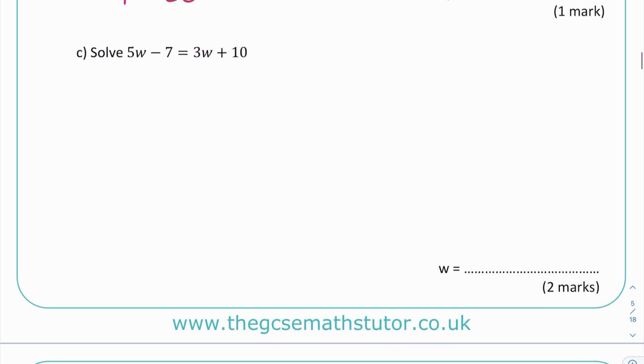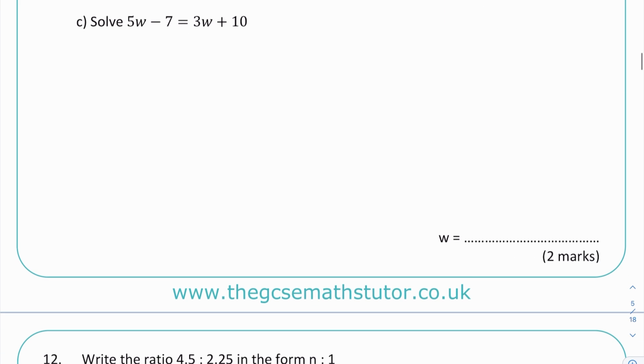For part C, we have unknowns on both sides. So here we want to delete or subtract the smallest unknown from either side. Now in this case, 3w is the smaller unknown, so we're going to subtract 3w from both sides of the equation. That would leave us with 2w take away 7 is equal to 10.